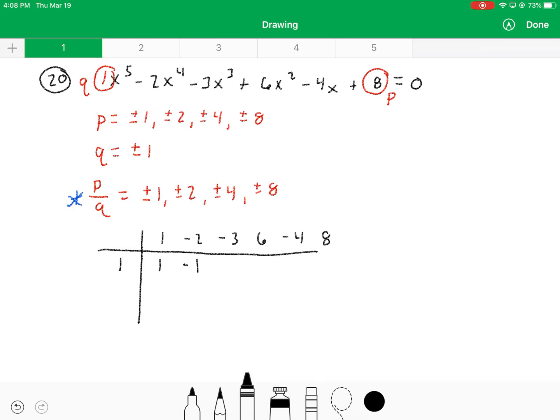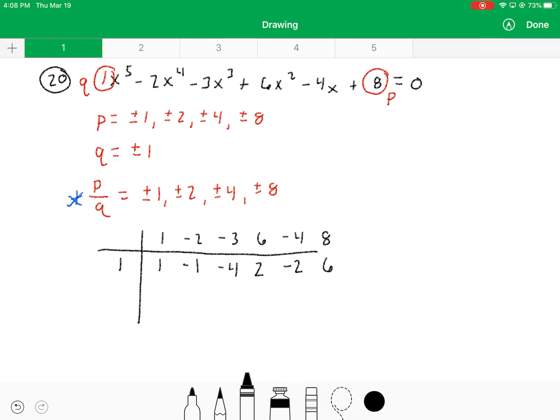Then the process starts over. I take the negative 1, I multiply it by the 1 that's in the left column. Negative 1 plus negative 3 adds to negative 4. Negative 4 times 1 is negative 4. Add that to 6. You get 2. 2 times 1 is 2. Add that to negative 4. You get negative 2. And then negative 2 times 1, if you add that to 8, you get 6.